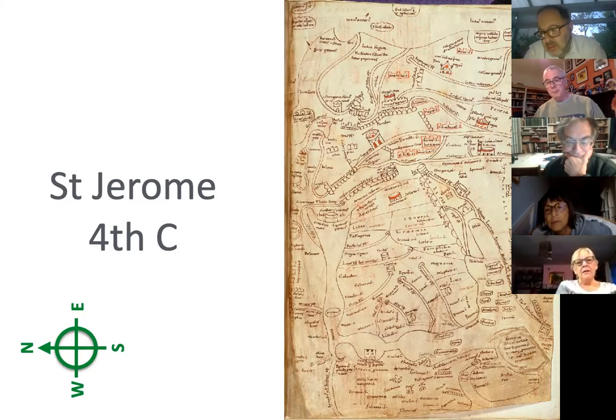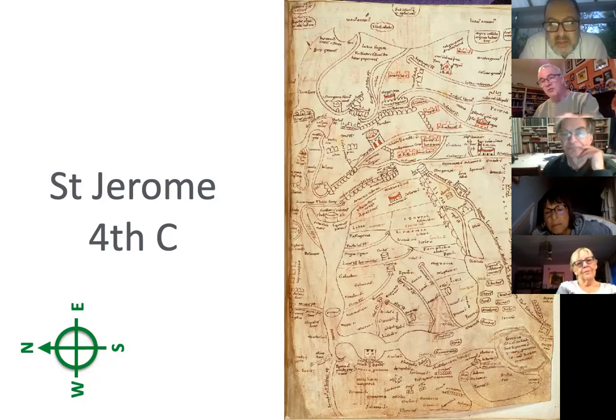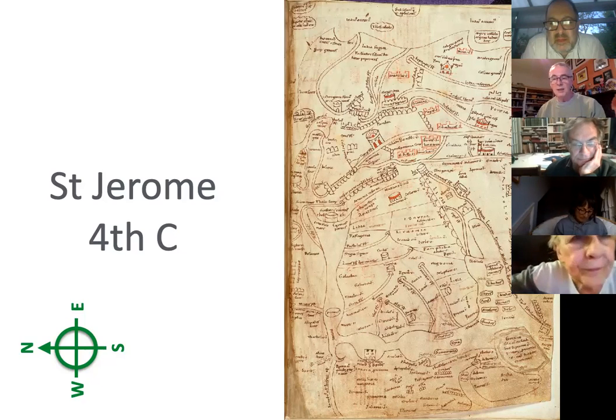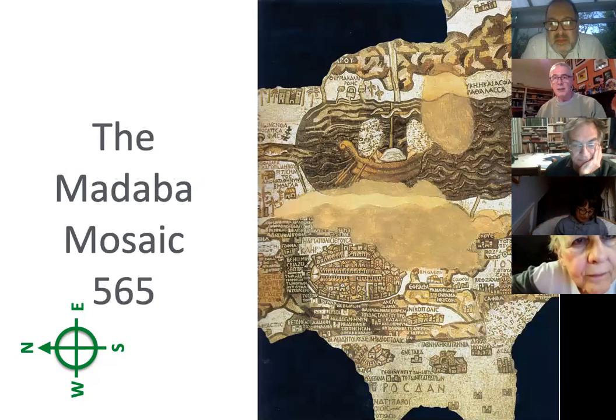So the Black Sea is to the left, and Greece and the Aegean are in the center of this map, and Jerusalem is right off to the right of the map. You won't really see it, but in the full copy of this, it is there. And it's an important map because it is probably the earliest Christian map that we've got.